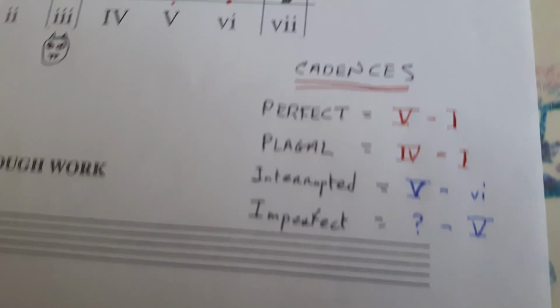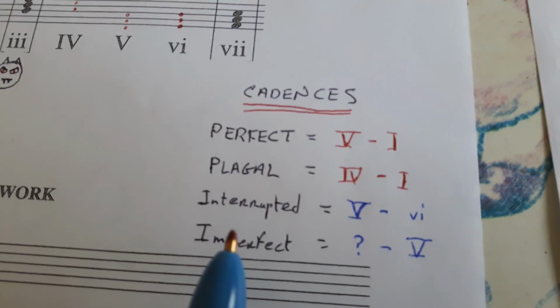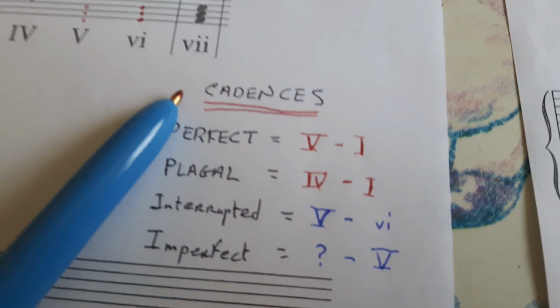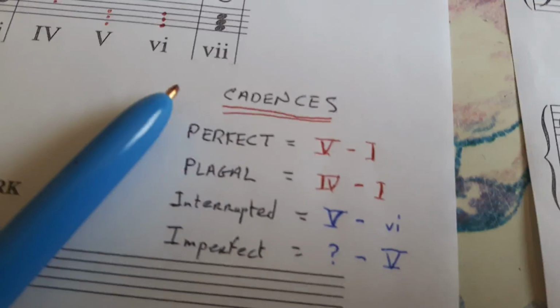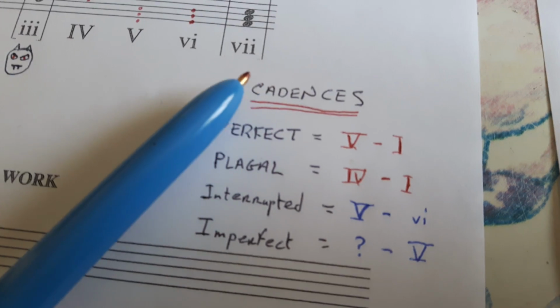Also, over here, this is something else you're going to need to know in advance before you go into your test. The type of cadences. Don't shake the camera. Keep it as still as you can. Use 2 hands if you need to. The type of cadences that are involved.